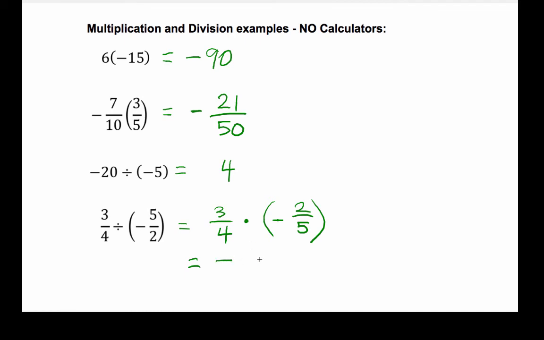We know that our result is going to be negative. Positive times negative is negative. Multiply 3 times 2 is 6. Multiply the denominators. 4 times 5 is 20. Here we have 6 over 20.